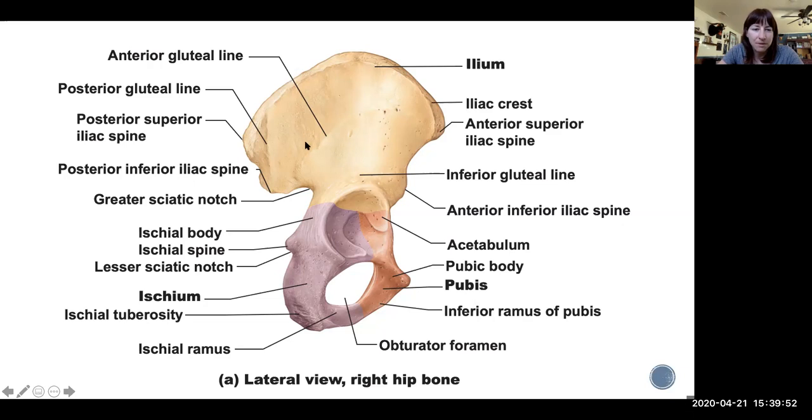So let's move down to the ischium and talk about some markings here. Oh wait, I've got one more line to talk about. Oh, and the notch. Okay, so you've got an anterior gluteal line, a posterior gluteal line, and an inferior gluteal line. And all of these are just places where your gluteal muscles attach. And finally, the greater sciatic notch.